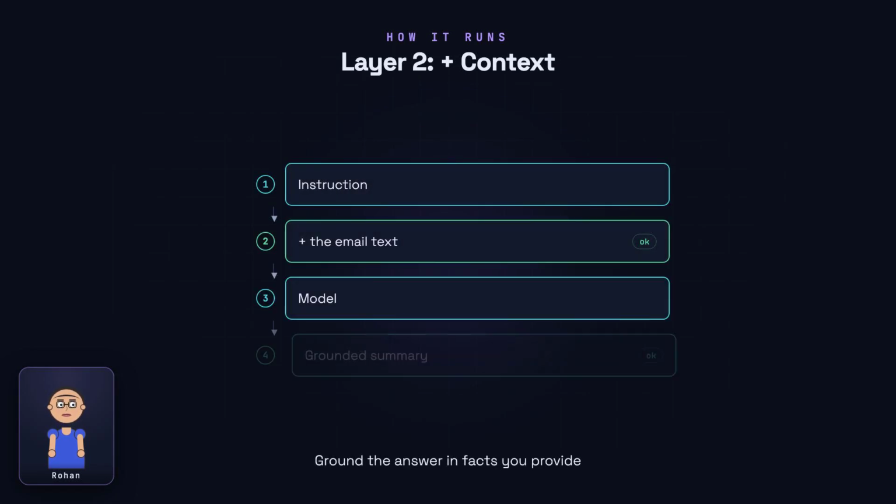Layer 2 is context. The actual data the task needs, pasted right into the prompt. Without it, the model invents plausible-sounding details. That is a hallucination. With it, the answer is grounded in facts you supplied. This is the heart of retrieval-augmented generation, where you fetch relevant text and inject it before asking.